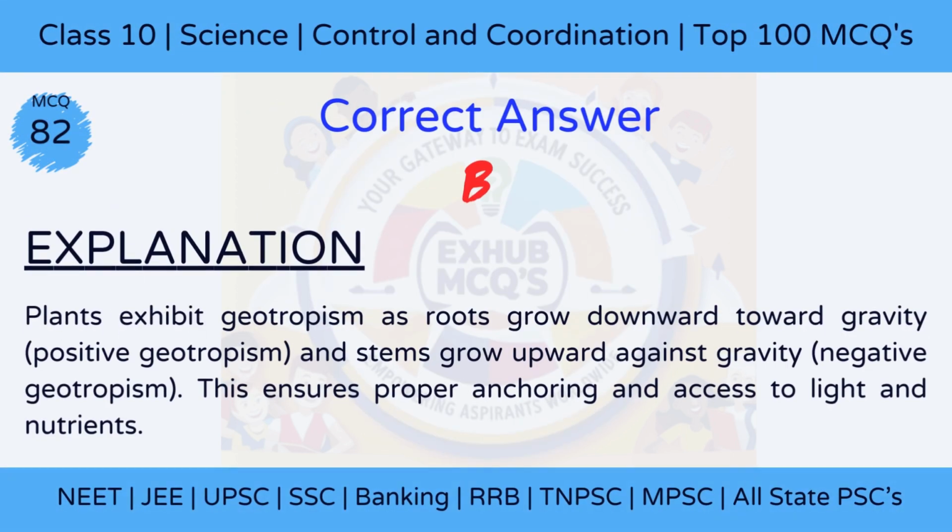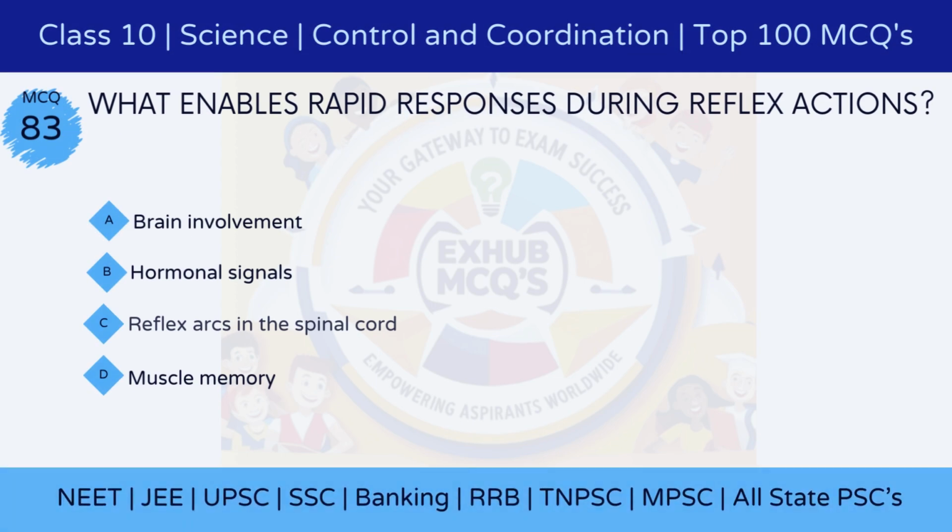The correct answer is option B, roots grow downward. Explanation: plants exhibit geotropism as roots grow downward toward gravity, positive geotropism, and stems grow upward against gravity, negative geotropism. This ensures proper anchoring and access to light and nutrients. MCQ83. What enables rapid responses during reflex actions?